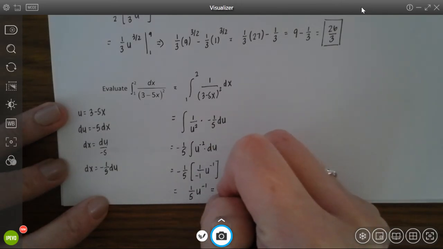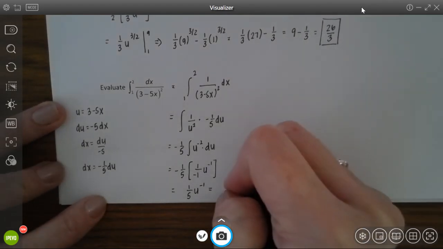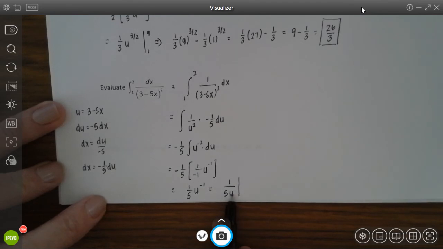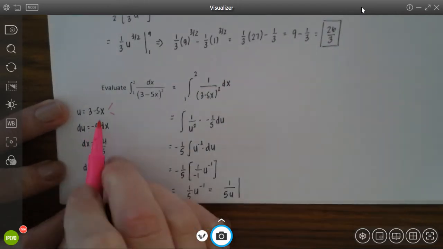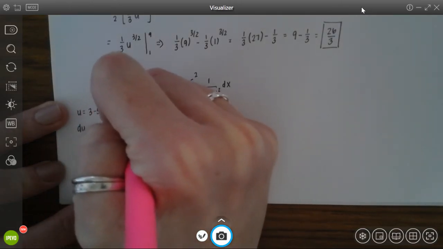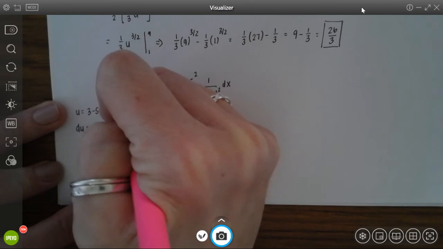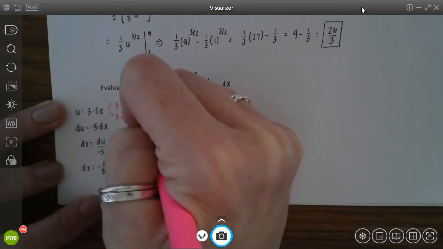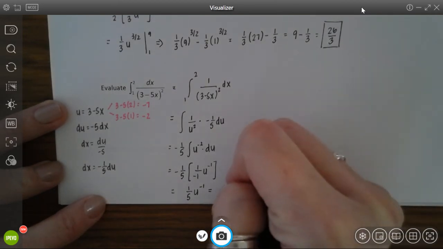If I wanted to write that as something easier to evaluate, I can write that as 1 over 5u. And then I have to make a decision. Do I want to substitute back in what I know to be u, or do I want to evaluate in terms of u? Well, I'm going to evaluate in terms of u. That means that my bounds 1 and 2 are going to be changing. What are they going to change to? I'm going to plug them into this u expression up here to find out. So 3 minus 5 times 1 is going to give me negative 2. And then 3 minus 5 times 2 is going to give me negative 7. So my bounds of what I'm going to be evaluating at are from negative 2 to negative 7.